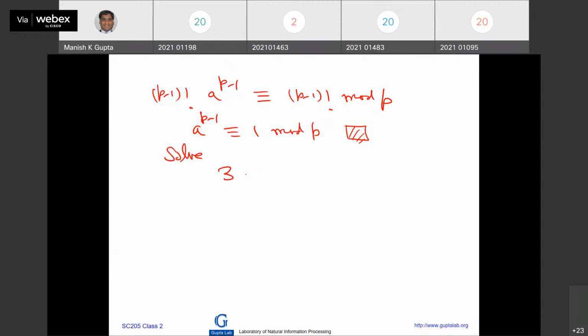Before going into this, I just want to ask you, how do you solve this equation? 3x congruent to 4 mod 7. Solve for x.